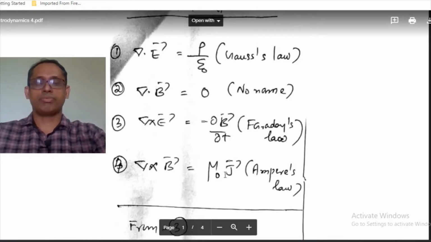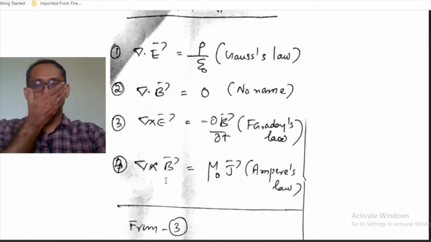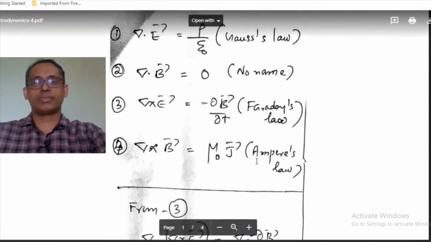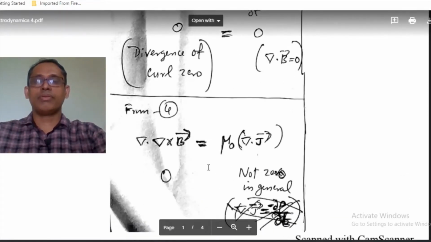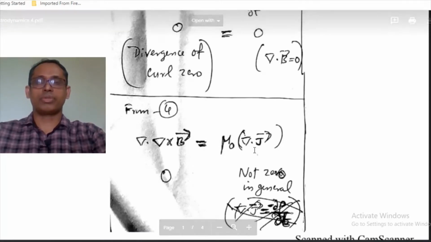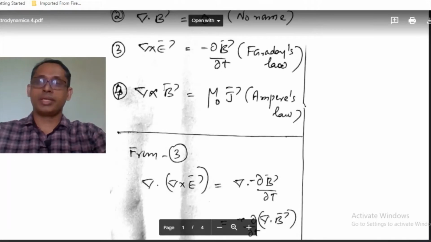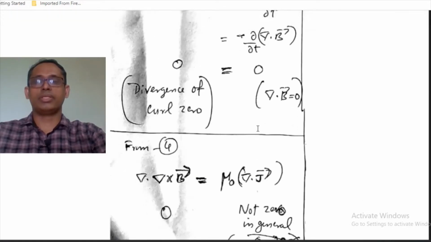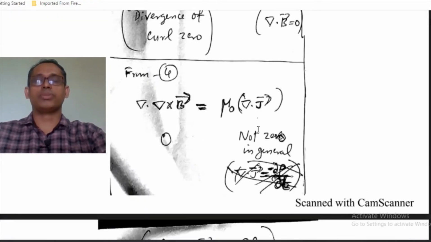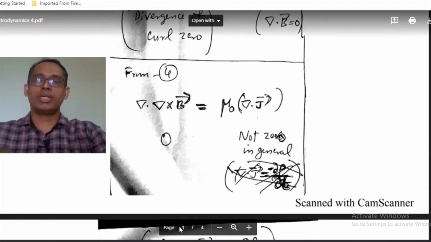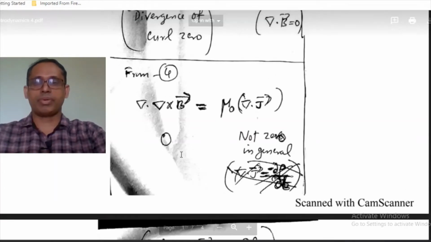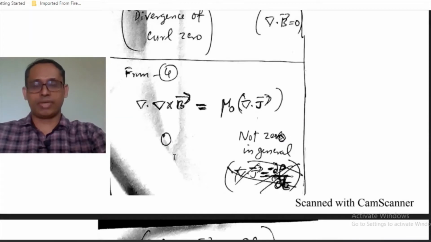And we have equation 4. Suppose we take the divergence of this. Then we have del dot del cross B as equal to mu 0 del dot J. Okay. If we are taking divergence of equation 4, we have this del dot del cross B as equal to mu 0 del dot J. Left hand side is 0, because we are taking divergence of curl of a vector, so left hand side is definitely 0.